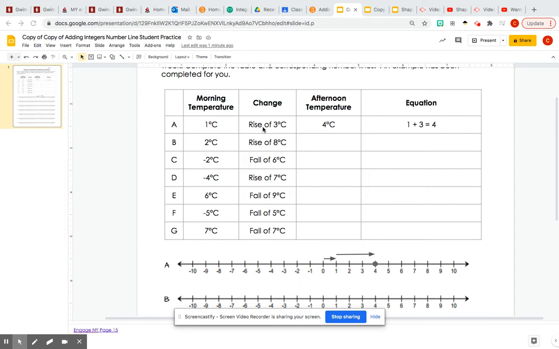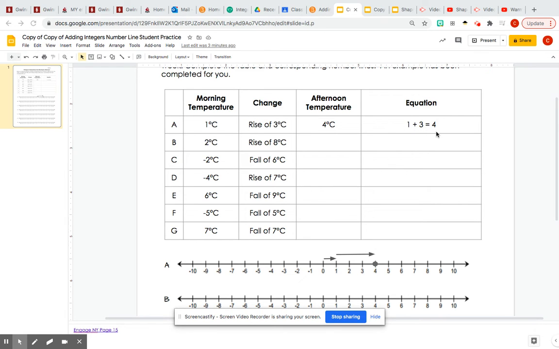From that, there was a change. It was a rise of 3 degrees Celsius. And we know a rise is a positive change, right? So we're going to the right, 3 degrees. So from 1 degree, they started their arrow and represented a rise of 3 degrees. And they placed a dot on the number 4 just to show that we are now at 4 degrees Celsius. So if we look at the equation, it was just 1 degree plus 3 degrees is 4 degrees.